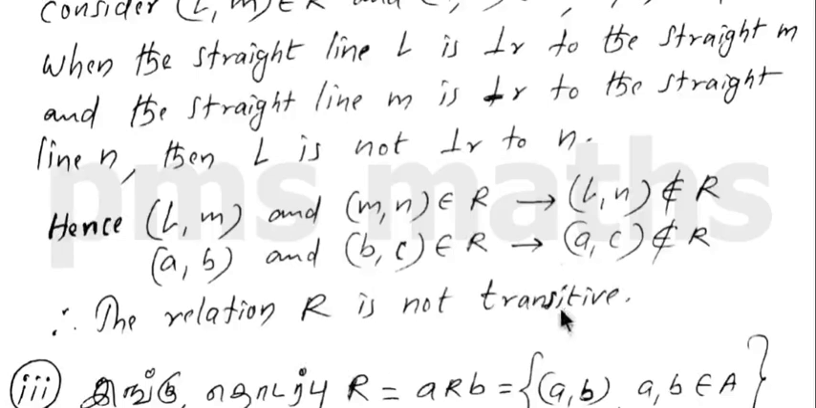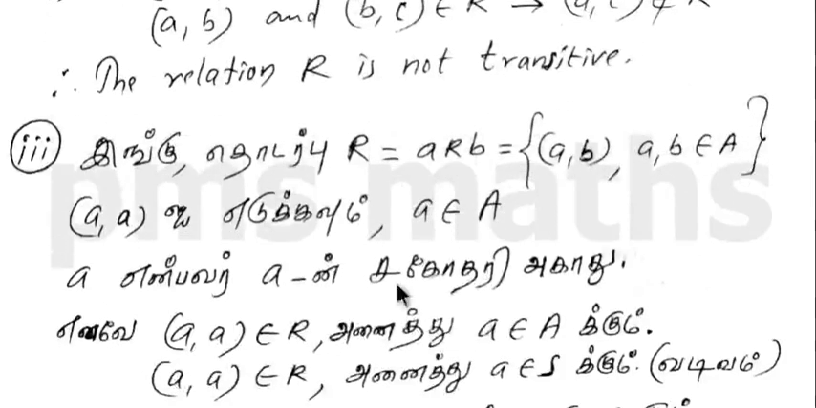The condition for a transitive relation is that (a, b) and (b, c) belong to R gives (a, c) belongs to R. But here (a, c) does not belong to R. Therefore, this condition is not satisfied, and we can write that the relation R is not transitive. Then the third one.